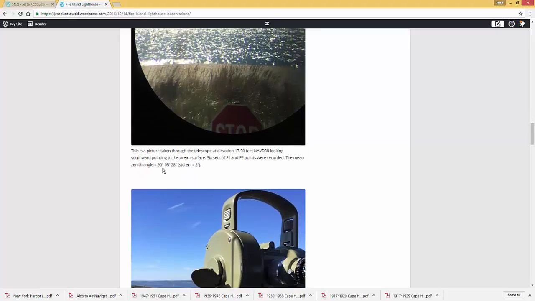Then I recorded six sets of zenith angles in face one, face two position to the ocean surface. I give you my zenith angle here, standard error of 2 seconds.